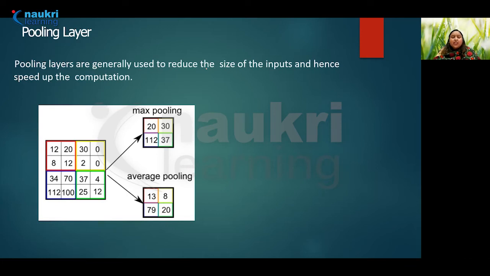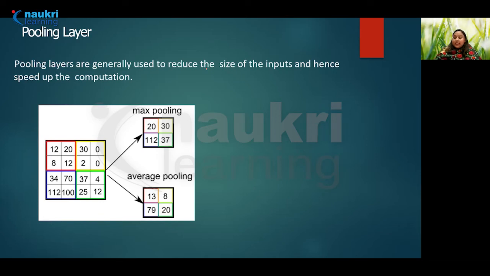So pooling layers generally come in handy for this purpose because we want to reduce the size of the inputs and hence speed up the computation. Or we also say that it helps in reducing the dimensions. For pooling, we have two types available, the max pooling and the average pooling.